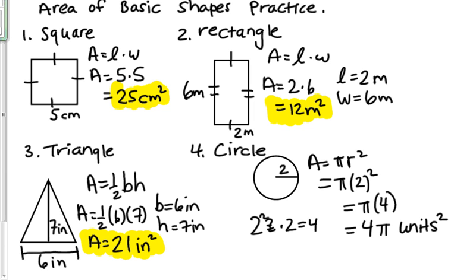And then for my circle, I got 4 pi units squared. And you could also multiply the 4 and the pi once again to get a decimal answer.